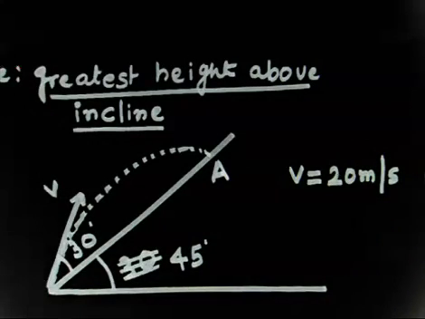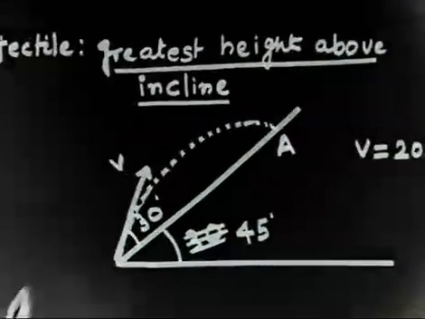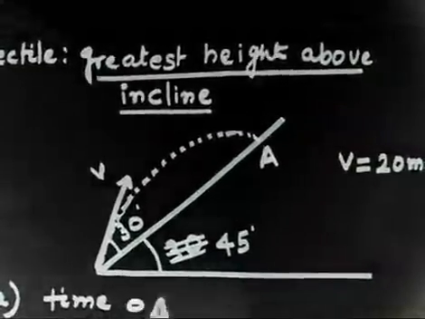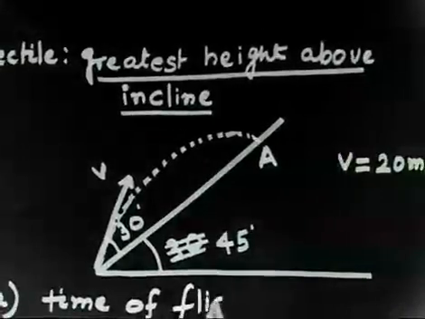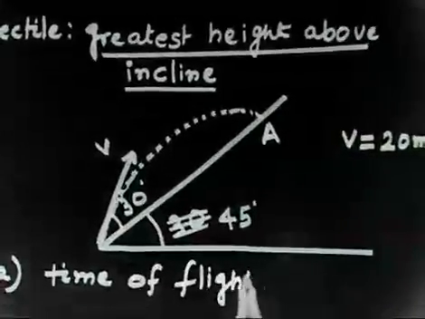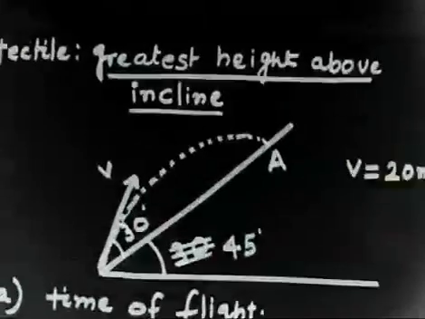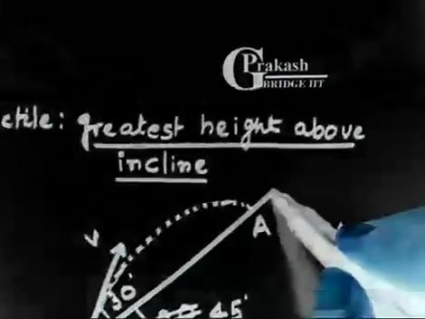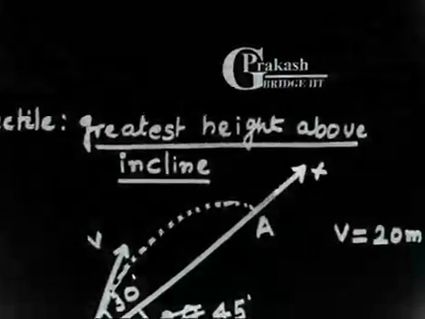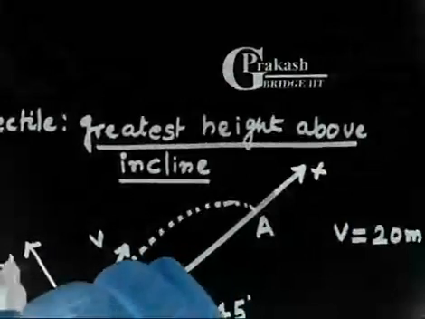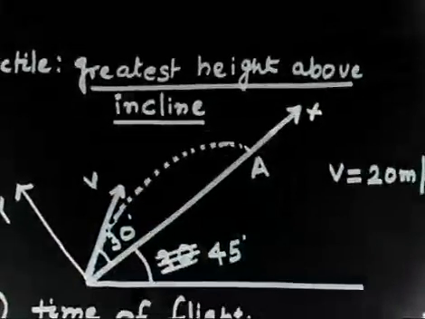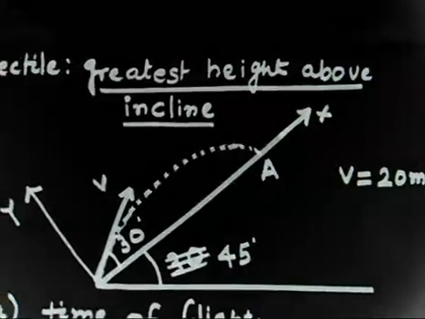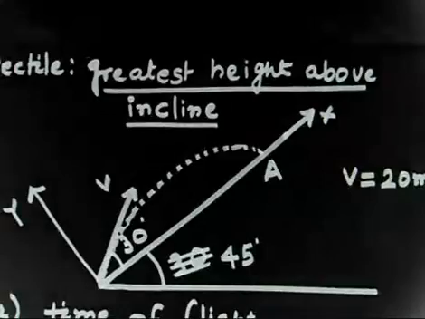So we have 3 parts of the question. The first part is we have to find time of flight, and this is easy. In this question we will work in terms of inclined coordinates. This is my x-axis and this is my y-axis. Basically we will break the g into 2 components, along the incline and perpendicular to the incline.